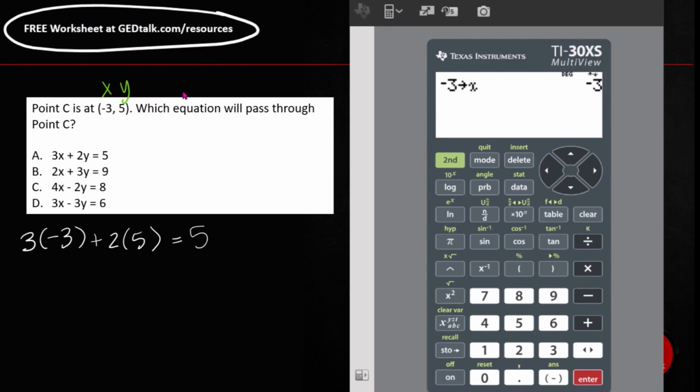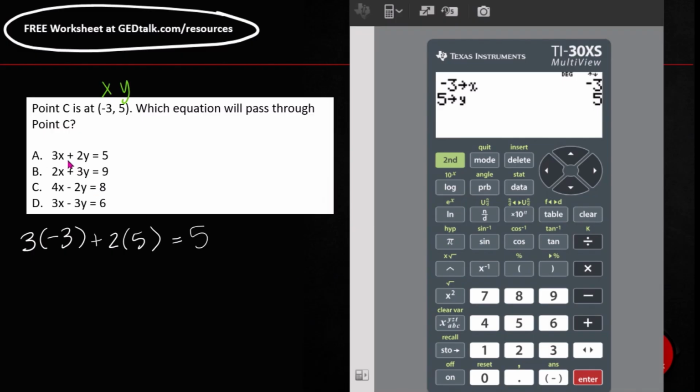Well, my y, I know from the ordered pair, will be 5. So I'm going to do the same thing, but store it for y. So 5, STO key, hit your variable key until you get to y, and then hit enter. So now the calculator has -3 stored as x and 5 stored as y. All I need to do, folks, is basically what we were going to start doing by hand. We're going to just have the calculator take care of it.